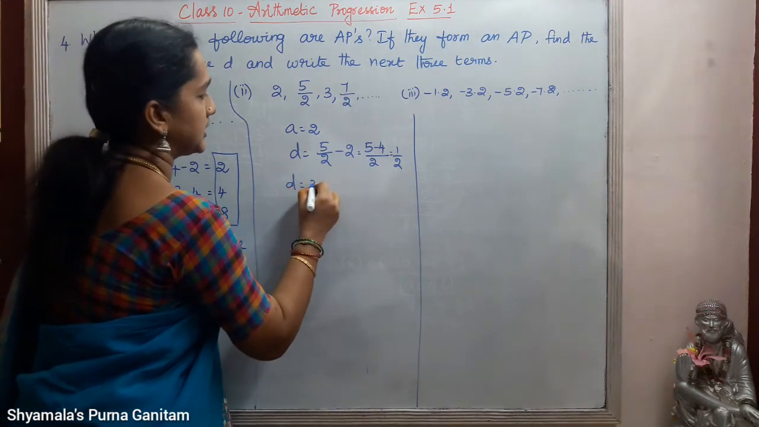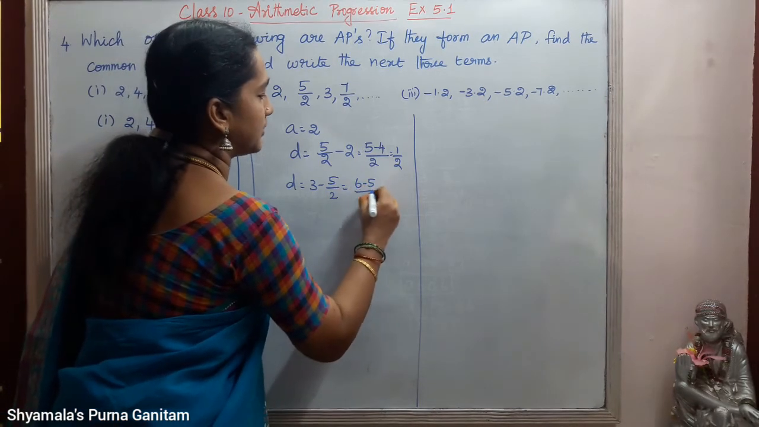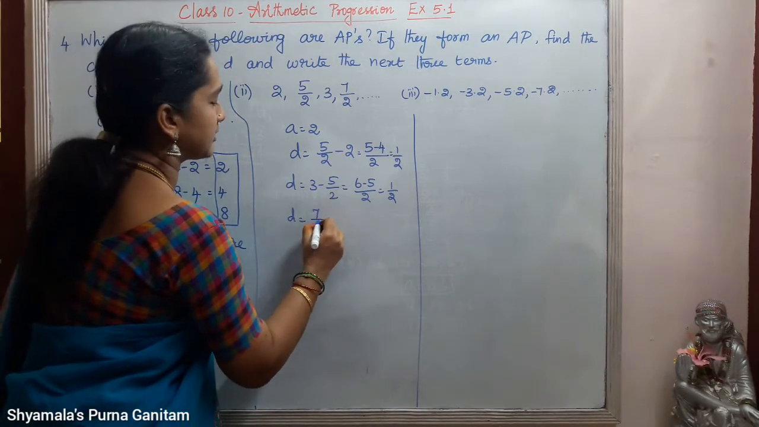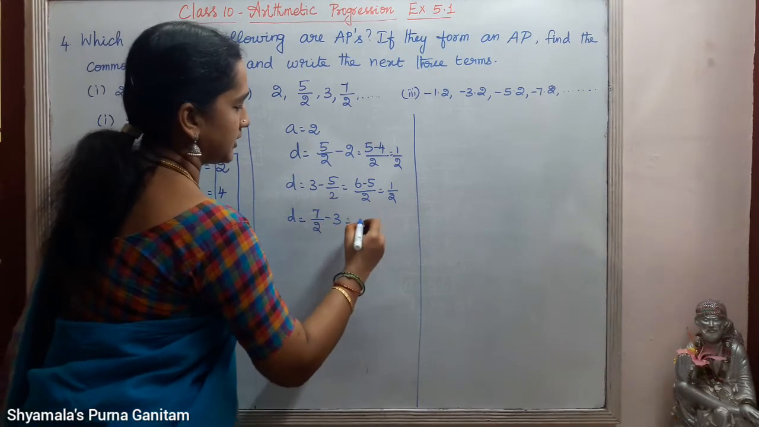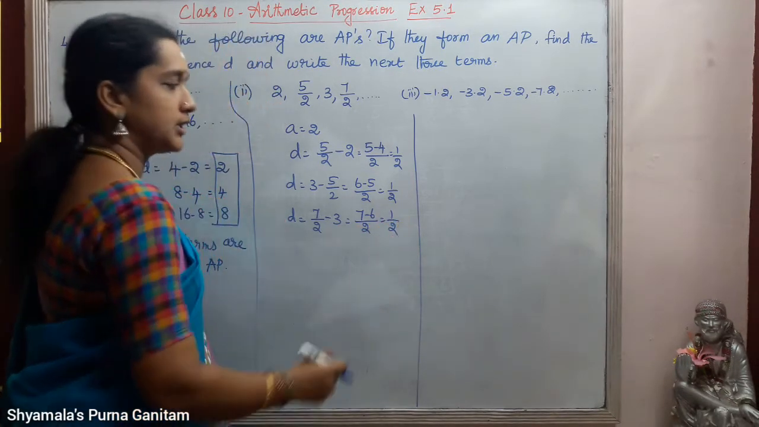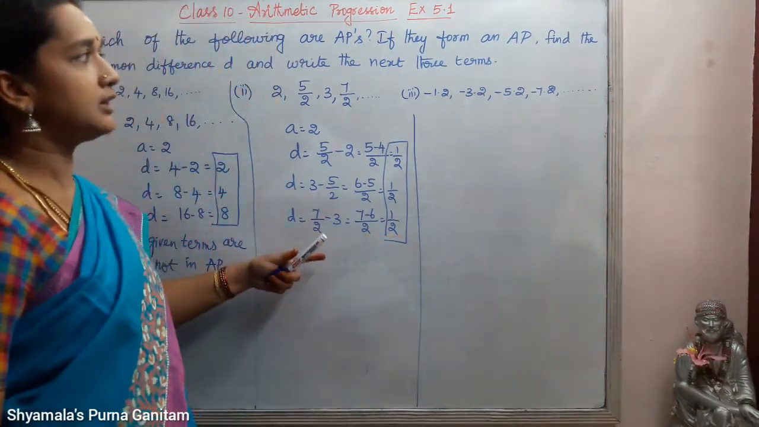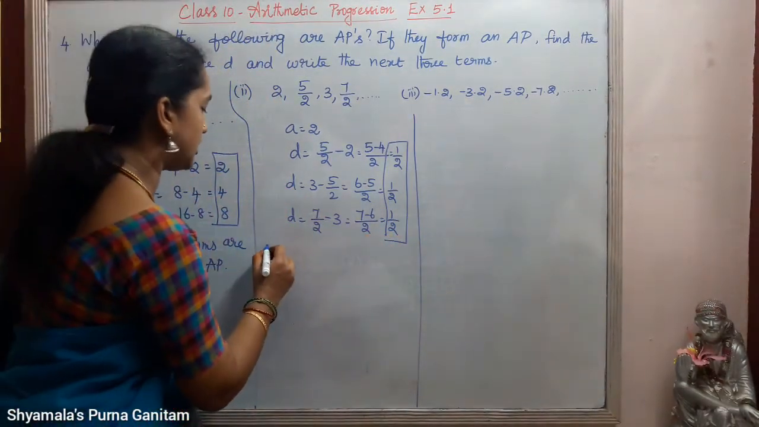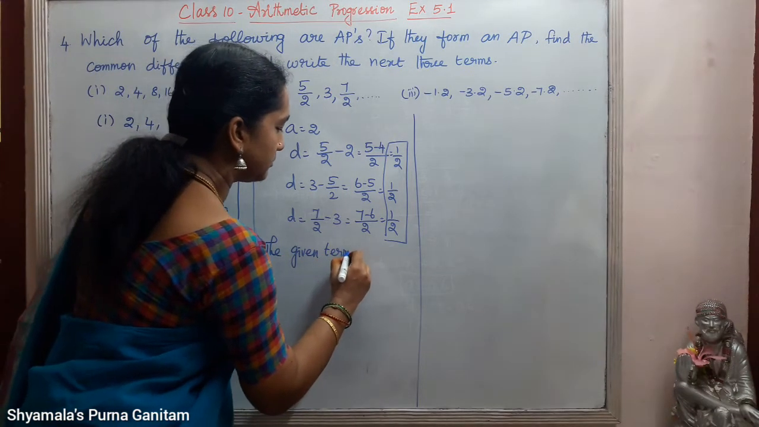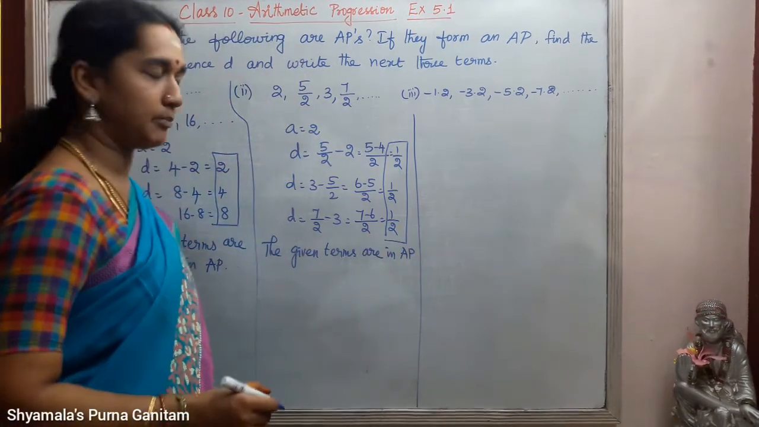The next difference is 3 minus 5 by 2. So here we will get 6 minus 5 by 2. Here also the difference is 1 by 2. The next term given is 7 by 2 minus 3. So that is equal to 7 minus 6 by 2. That is 1 by 2. So here the common difference is the same for all the terms. So the given terms form an AP, are in AP.